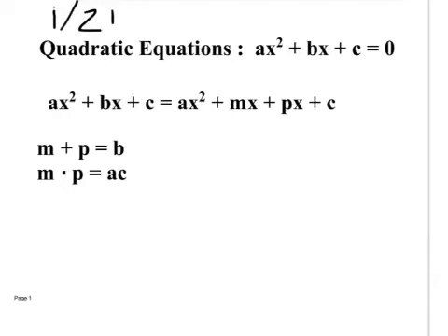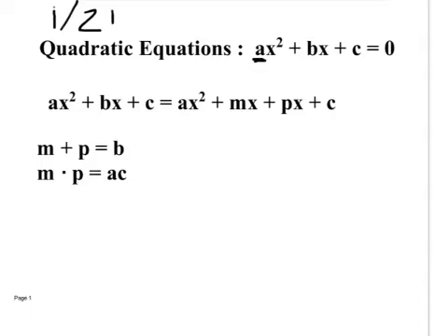Quadratic equations. Okay, this is just like the last notes that we took, except there's an A. It's ax squared plus bx plus c equals 0. Before we did x squared plus bx plus c. Now it's ax squared. It makes it a little bit different. The rules are a little bit different when you do it.